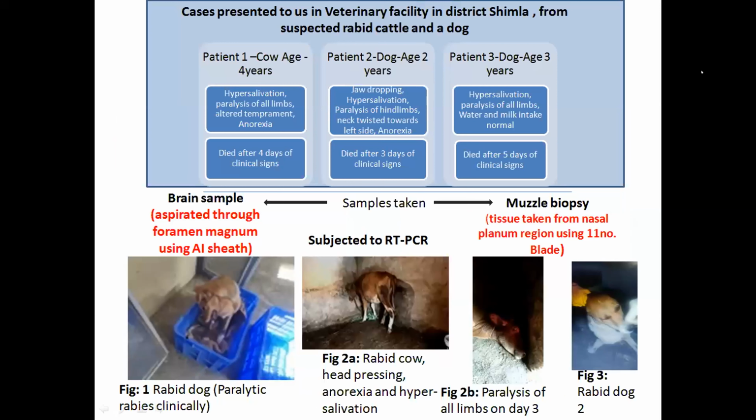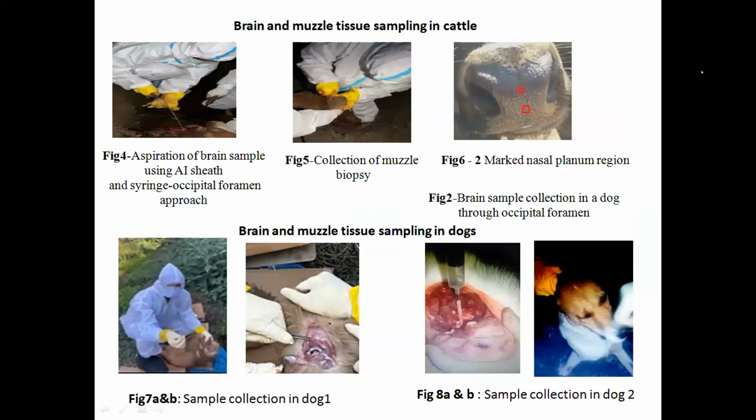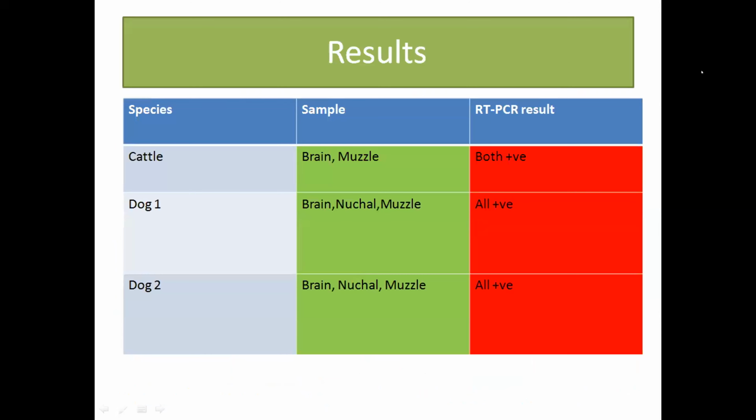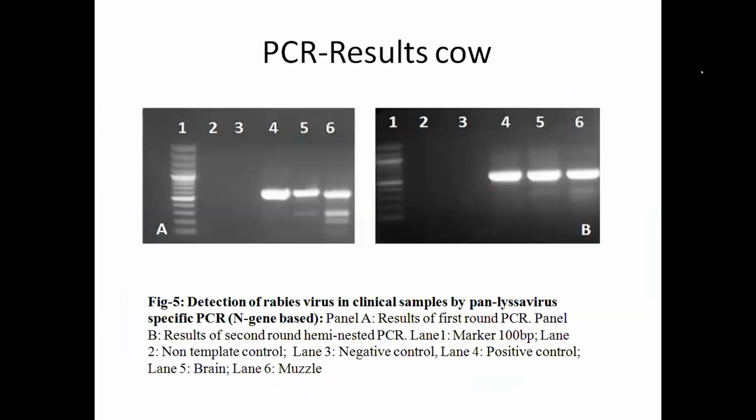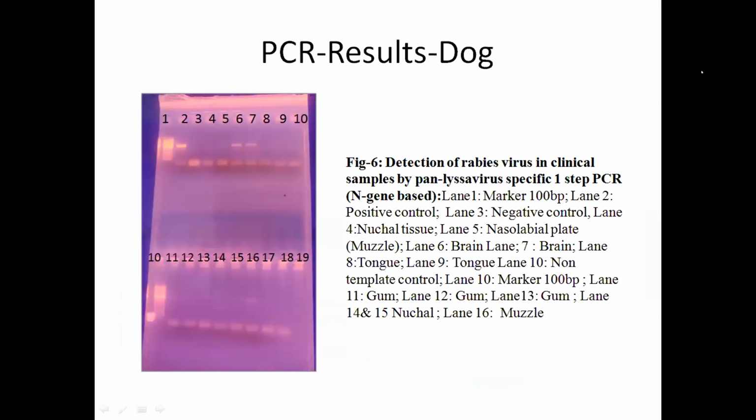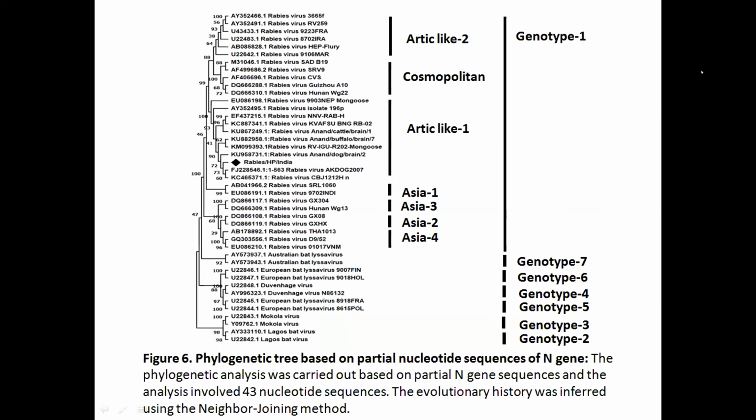So here, I'll jump directly to the results. In this case, brain, muzzle, and nuchal biopsy were all found positive in PCR. Here you can see the clear bands showing rabies positive. Another case of PCR using nasolabial plate also gave a positive result. We did sequencing and found it to be closely related to the Chinese variant, 99.91%, and it is the Arctic-like one virus.